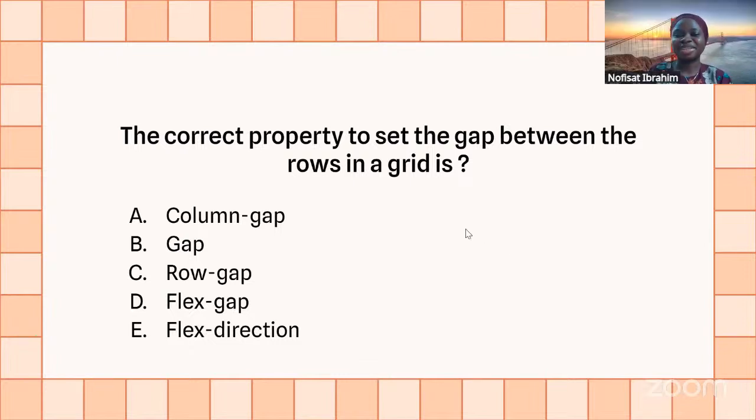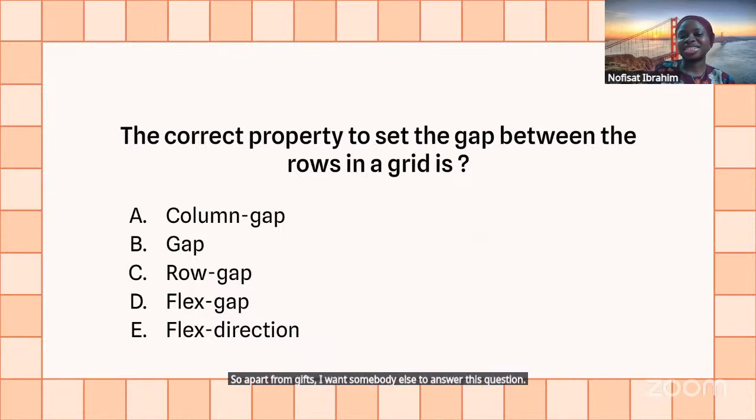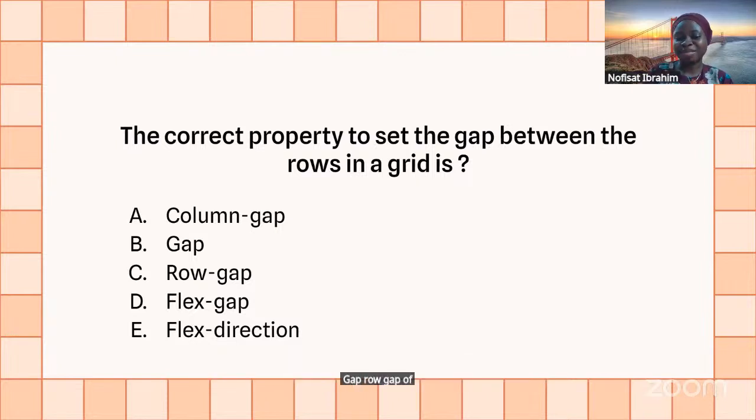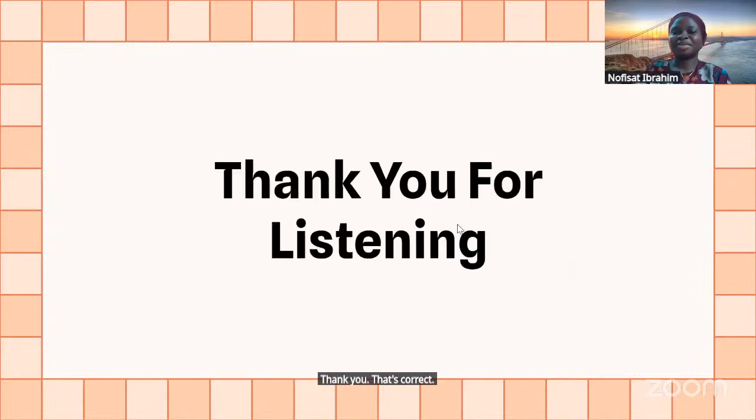I want somebody else to answer this question. The correct property to set the gap between the rows in a grid is what? Is it column gap, row gap, flex gap, or flex direction? Row gap. Thank you, that's correct. So I've come to the end of my presentation. If you have any questions, you can let me know.